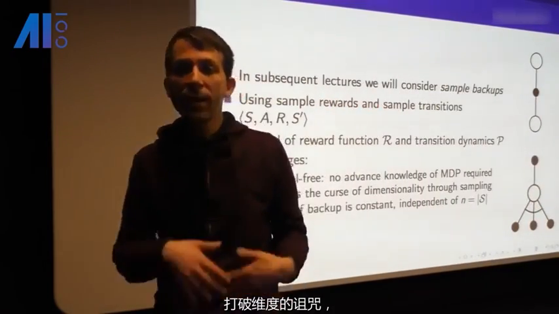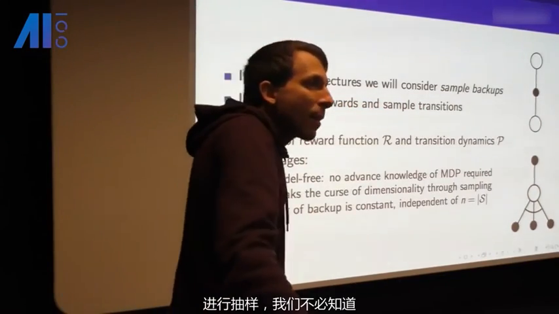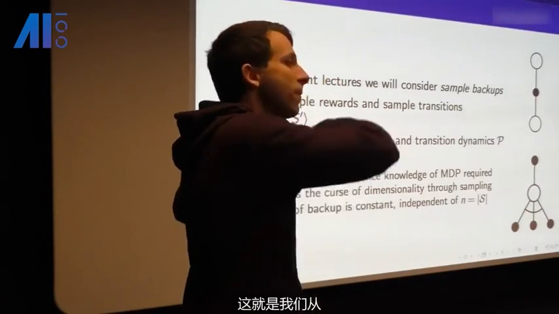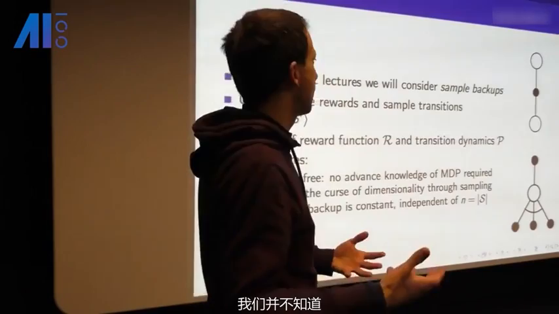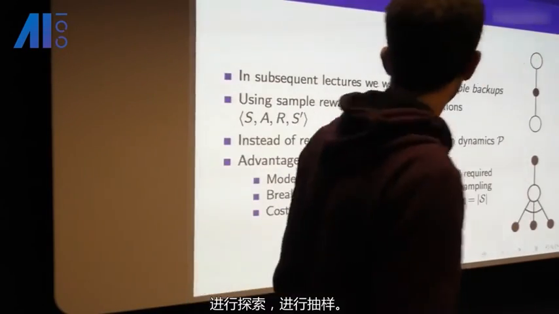It's going to break the curse of dimensionality through sampling, but also because we're sampling the dynamics of the environment, we don't need to know the model of the environment. This is how we convert from these dynamic programming methods to model-free reinforcement learning methods, where instead of someone telling us the dynamics, we just sample from them, we see what happens.